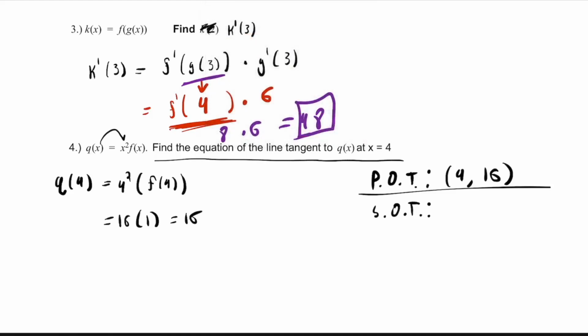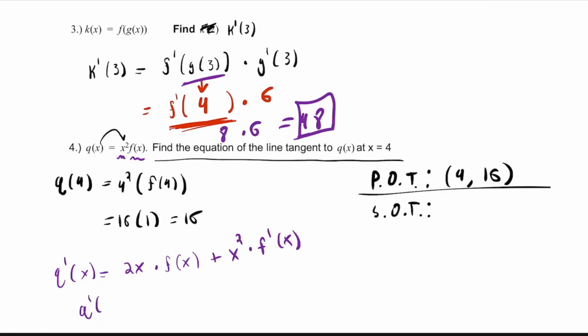Halfway there. The slope of the tangent line at 4 will be q prime of 4, which will require the product rule because this is the product of x squared and f of x. So we'll have 2x times f prime. Let's just, I'll back this up here for a second. We'll just talk about this as q prime of x first. 2x times f of x, because it's the derivative of the first times the second, plus the first, x squared, times the derivative of the second.